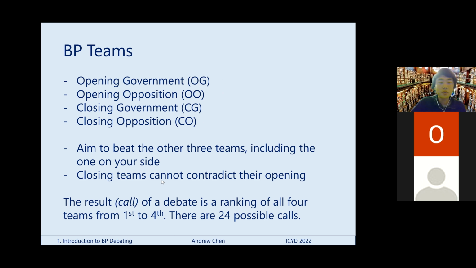The result of the debate, which we call the call, is a ranking of all four teams from first to fourth. And this can happen in any order, which makes 24 possible calls. That's a maths problem that I'll leave to you. So you can have any call. You can have opening government in first, opening opposition in second, closing government in third, closing opposition in fourth. We don't decide that one side wins the debate and then two teams on that side get first and second. You can get any order between the four teams of who's getting first, second, third, and fourth. So there are 24 possible orders at the end of that.